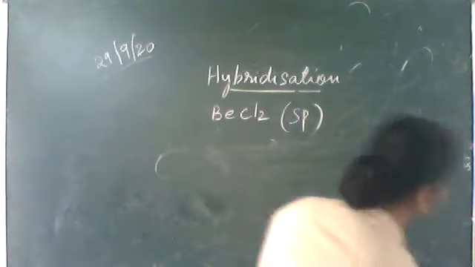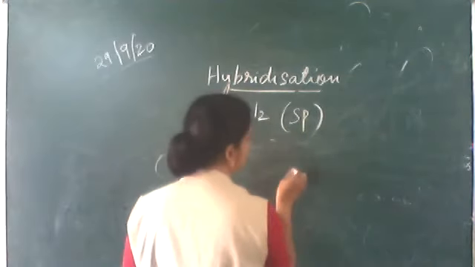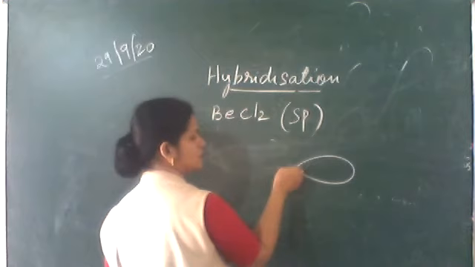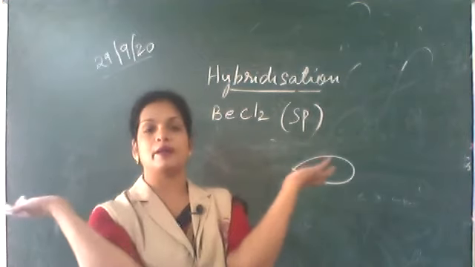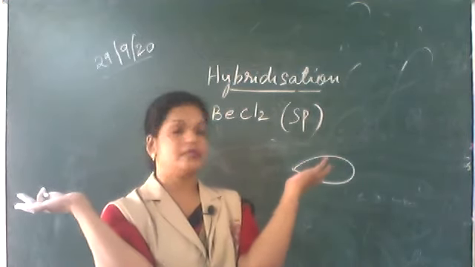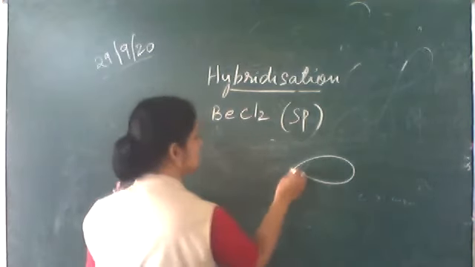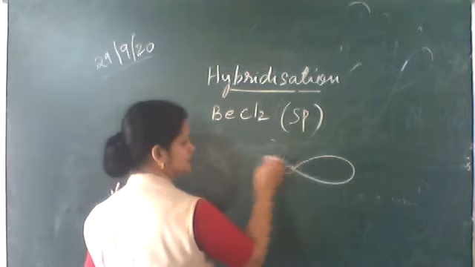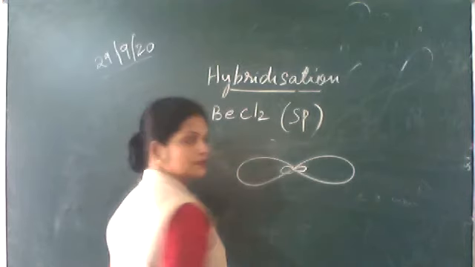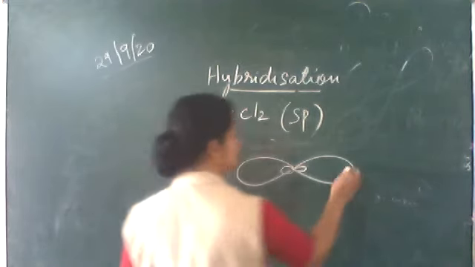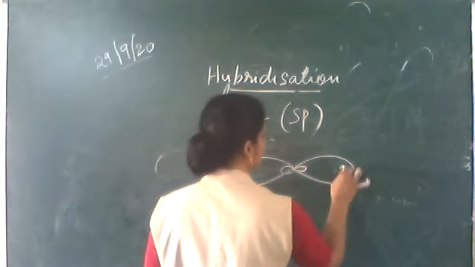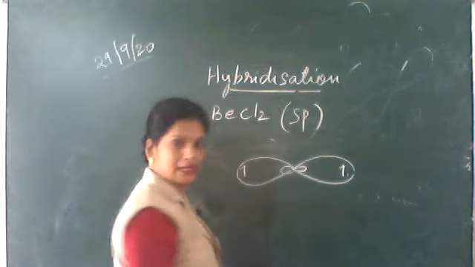These two hybridized orbitals, sp, this is one hybridized orbital and this is the other, they will be standing as far apart as possible so that there is minimum repulsion. So here one electron, here one electron.